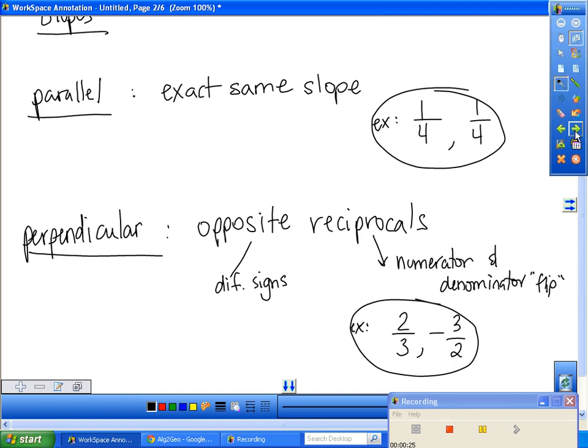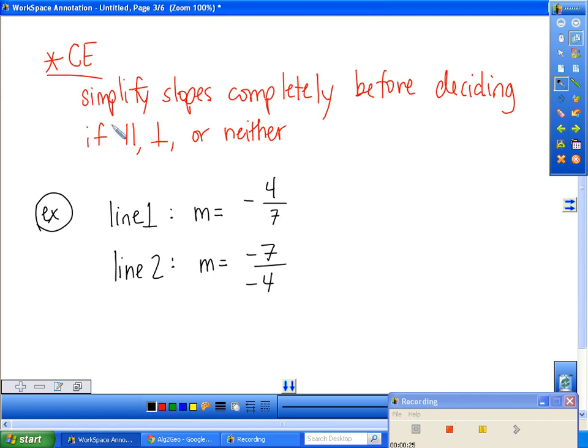So a common error that we see with our slopes is that we don't simplify completely before deciding if it's parallel, perpendicular, or neither. So often we're given two slopes and we're asked, are these lines parallel, perpendicular, or neither? And we rush and we jump to conclusions. So we must make sure that we are simplifying completely so that we're not making mistakes. So for example, they're giving us line 1 has a slope of -4/7. Line 2 has a slope of -7/-4.